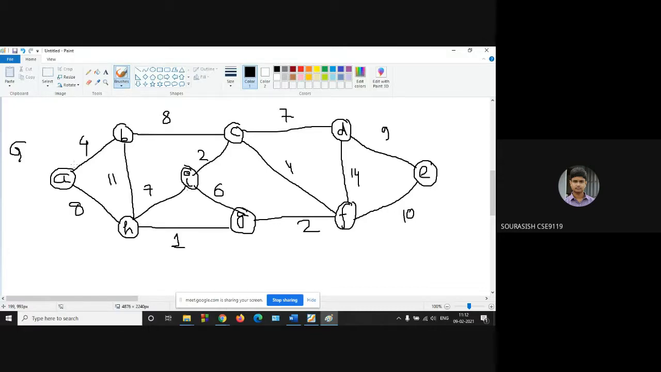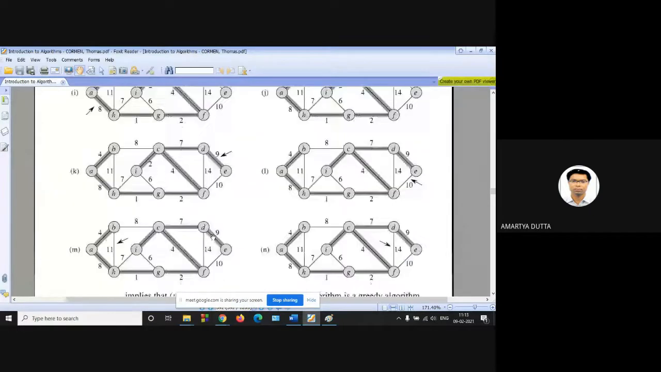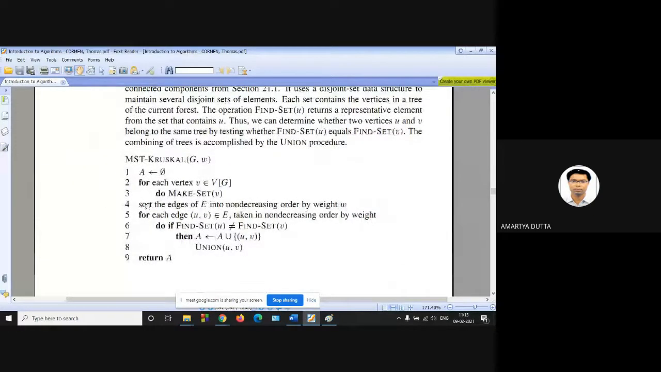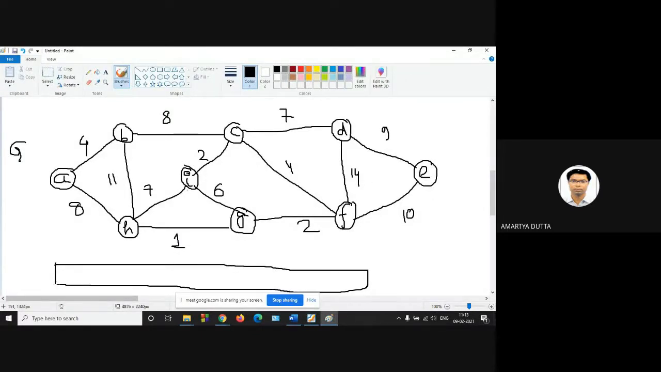Firstly, delete all the... when we are going to the same place, we will delete the excess elements. So first of all, you have to sort all the edges. So line number 4, sort all the edges. So what is the sorting? If we apply quick sort, what is the output?